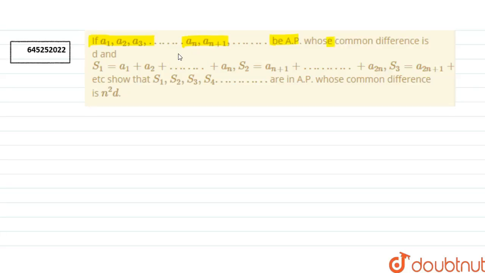So in this question it is given that a1, a2, a3 till a3n+1 be an AP whose common difference is d, and the sums are S1 = a1 till an, S2 = an+1 till a2n, and S3 = a2n+1 till a3n, etc. Then we have to show that S1, S2, S3, S4 are in AP whose common difference is n square d.